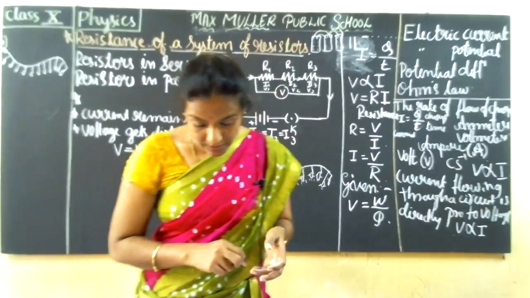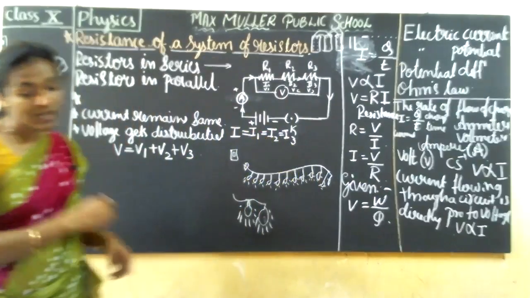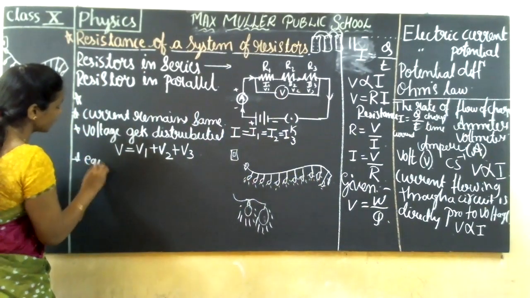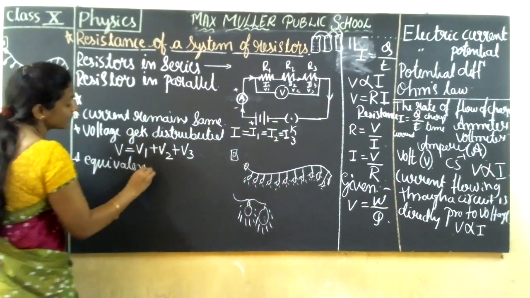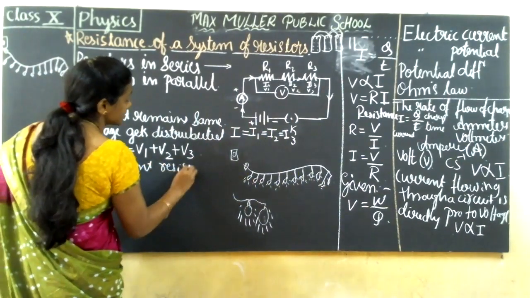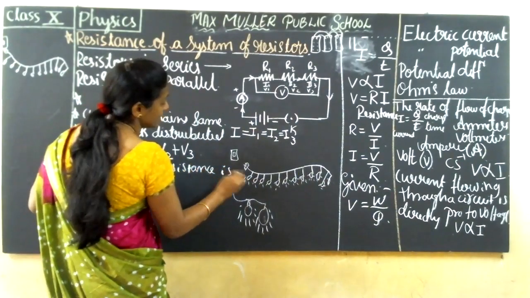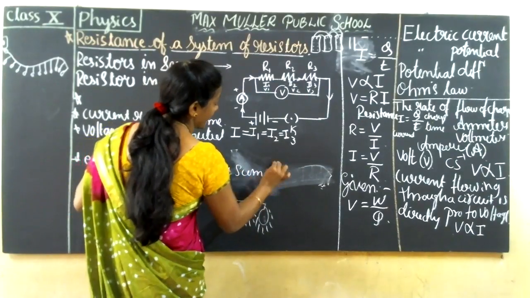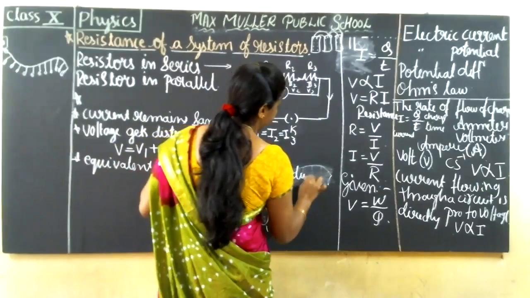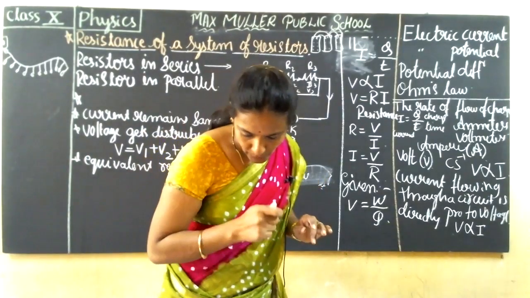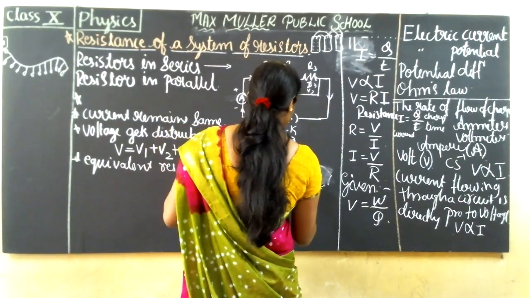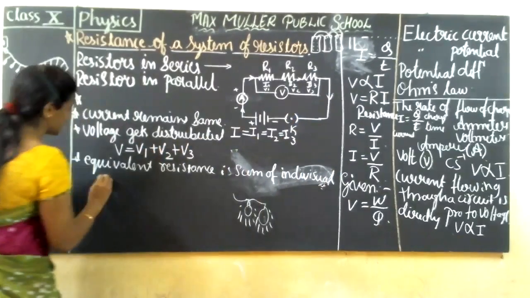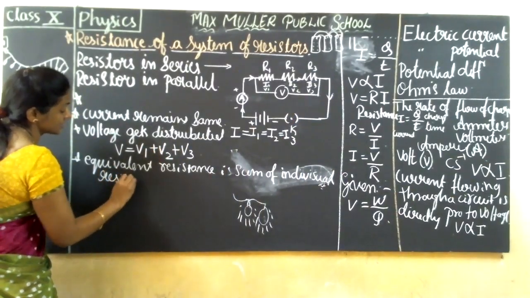Then the next one, the fourth point: equivalent resistance is the sum of individual resistances.